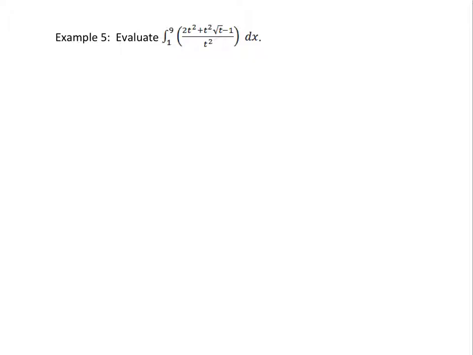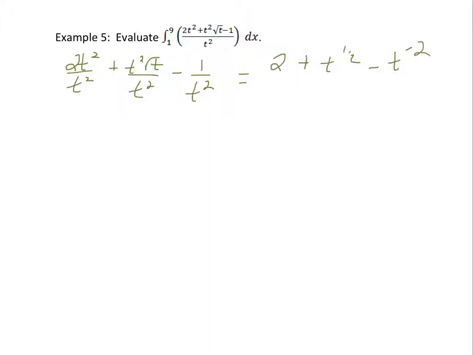On this one, I noticed that everything in the numerator is divisible by t squared. So I'm going to go ahead and separate everything. So I have 2t squared over t squared plus t squared square root of t over t squared minus 1 over t squared. All right, so the first one will just become 2. The next one will just become t to the 1/2. And the last one will become t to the negative 2. All right, so I've rewritten my integral as this. And now it's something that I can actually take the antiderivative of.